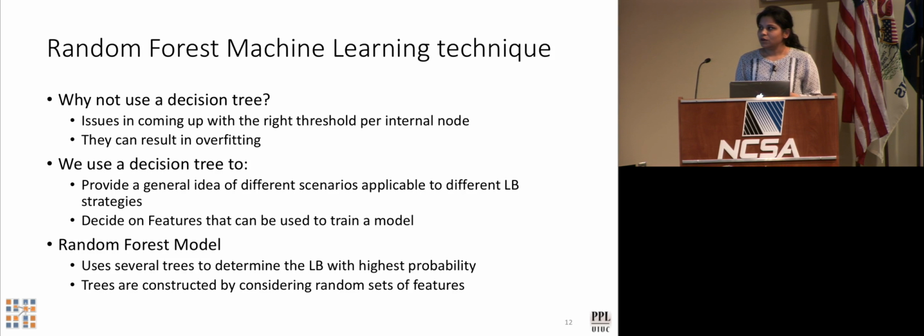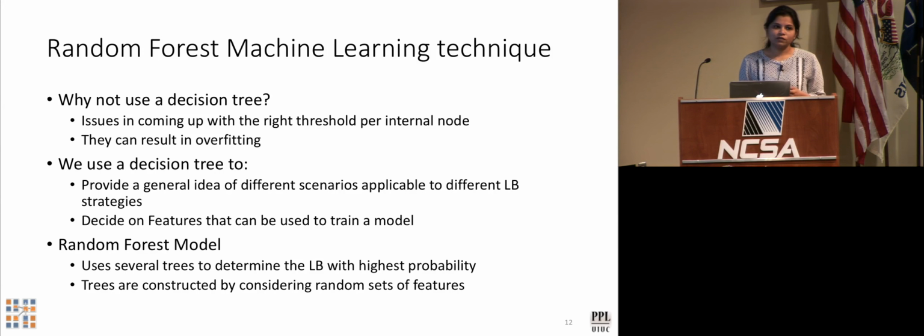So one question we have come across is, why not use a decision tree? One problem with a decision tree is overfitting. And another problem is that it's harder to come up with the threshold value for each internal node that you're trying to classify with. In general, we use a decision tree in order to get a general idea of what are the scenarios in which different load balancing strategies are applicable. And then we use these features to train our supervised machine learning random forest model.